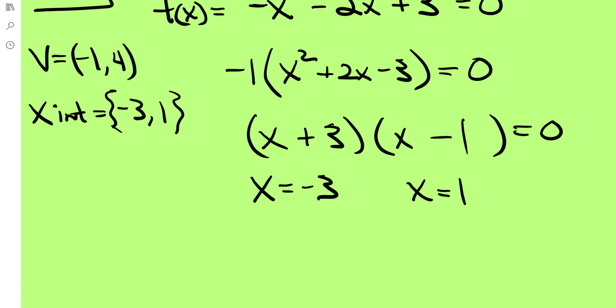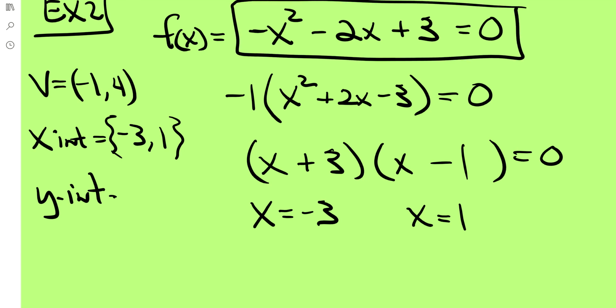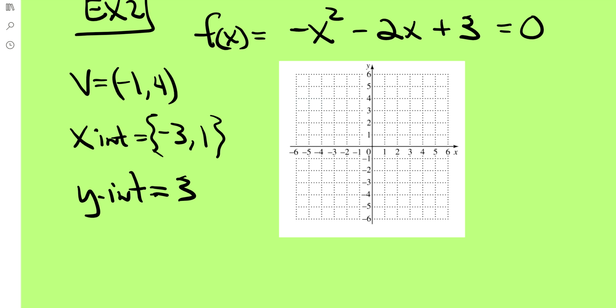My last thing I have to find, which is the easiest, is the y-intercept, and that is when x is 0. So when x is 0 in the original equation here, I'm going to have 0 minus 0 plus 3, and that's going to equal y now, not 0. So I've got y equals 3. That's my y-intercept of 3. I'm just letting x equal 0. Okay, there's all the information I need to graph this function.